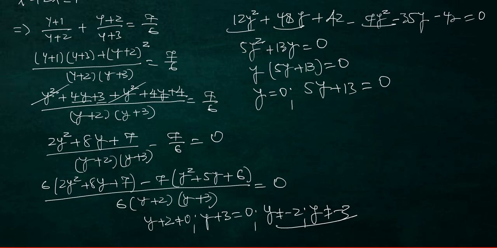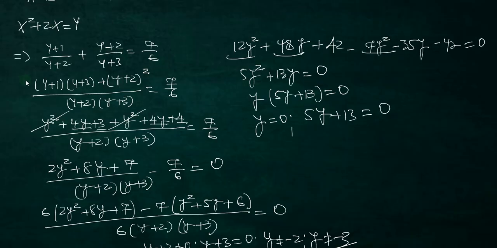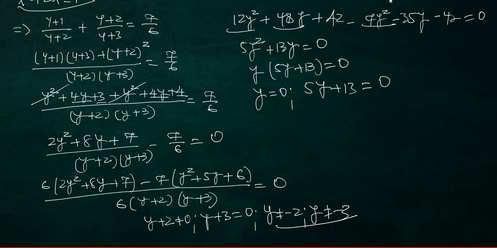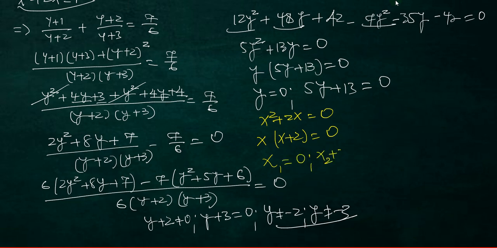So from y equals 0, remember that in the beginning we said that x squared plus 2x is equal to y. So y is equal to 0. Now let's replace this value here. We're going to have x squared plus 2x equal to 0. So we have x, which multiplies x plus 2, equals 0. Then x1 equals 0, and x plus 2 equals 0.